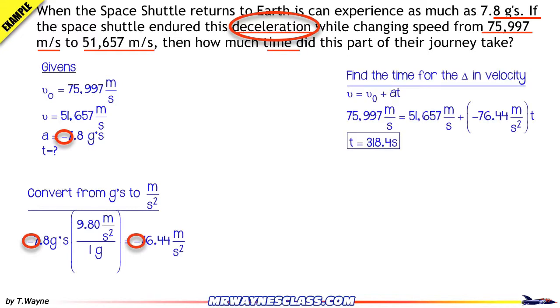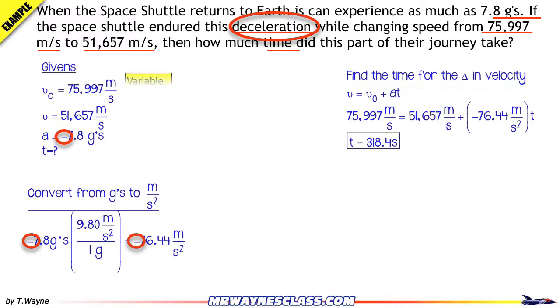So my next task is, because I'm talking about the motion, use kinematics to find the time for the change in velocity. So the final velocity is equal to initial velocity plus AT. I went through this process of elimination by looking at my variables, V0, V, A, and T, and finding the formula that would fit that relationship. So V equals V0 plus AT. So I put the final velocity in, 51,657 meters per second is equal to 75,997 meters per second, plus a negative 76.44 meters per second squared, times the time. Solve it for the time, and I get 318.4 seconds.